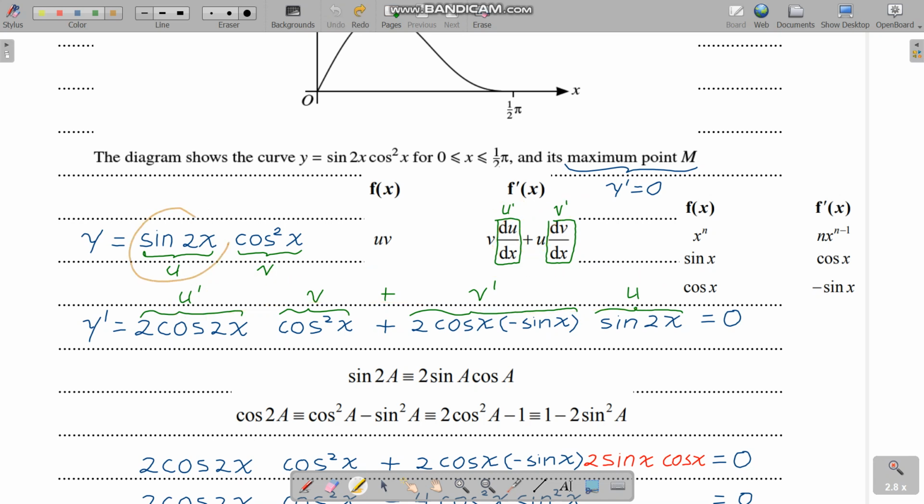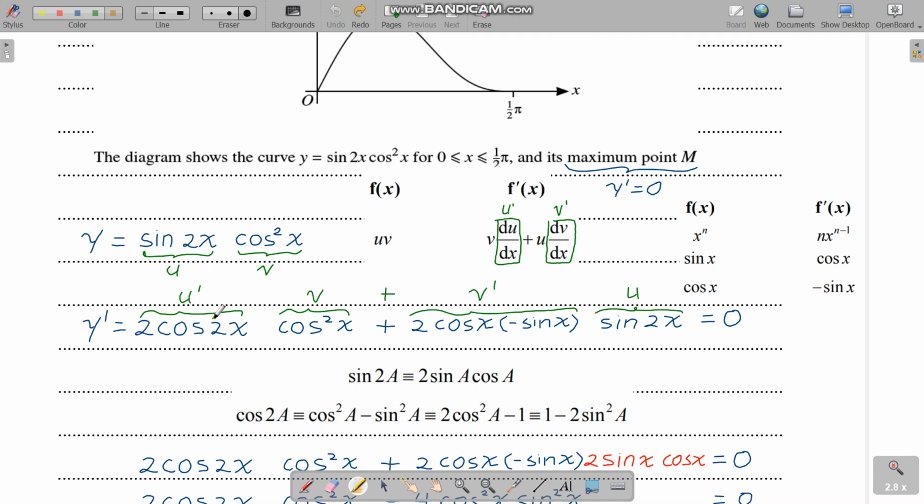So if the u is sine 2x, the u prime is, from here we have sine becomes cos, so we have cos 2x but multiplied by 2 because of the derivative of the angle. So the derivative of 2x is 2, we have to use the chain rule, we get cos 2x times 2.